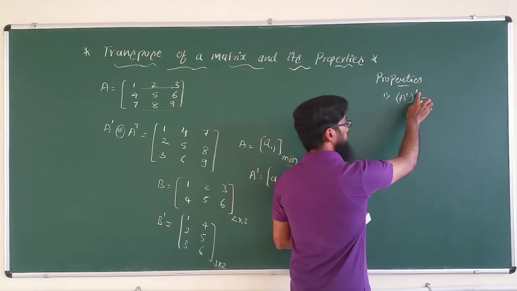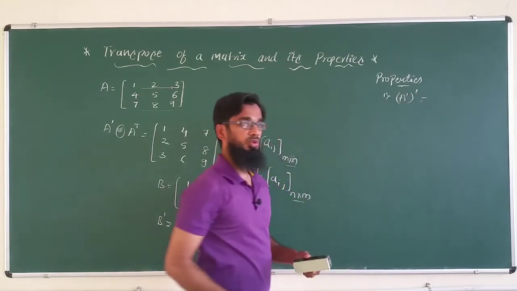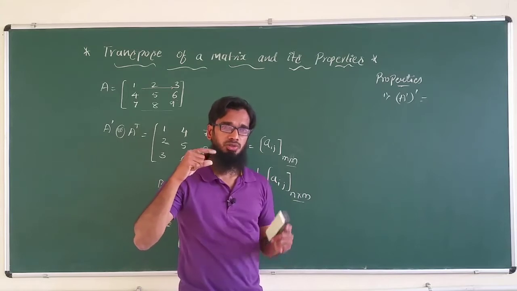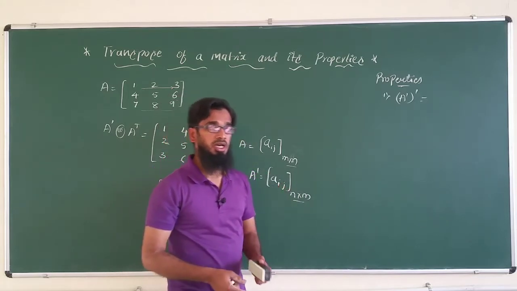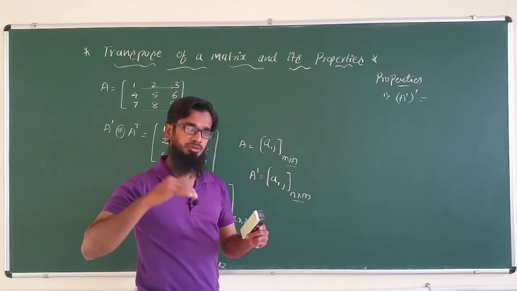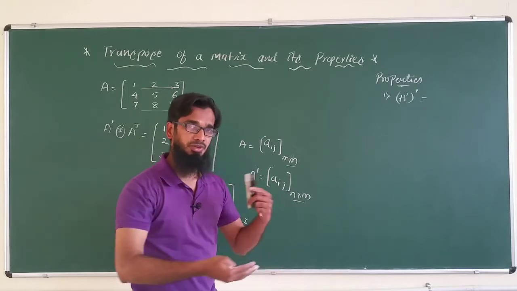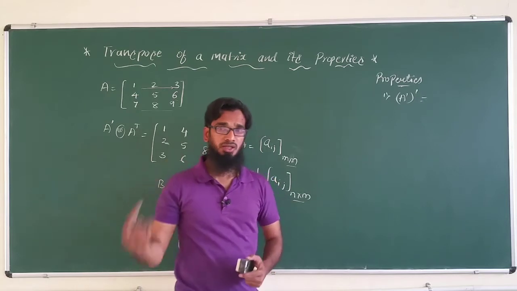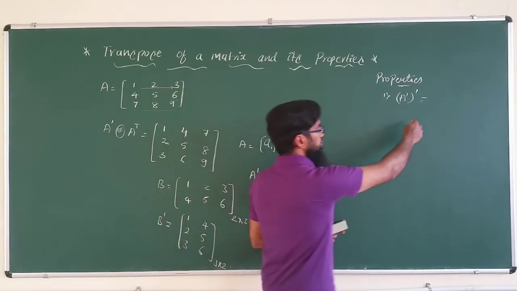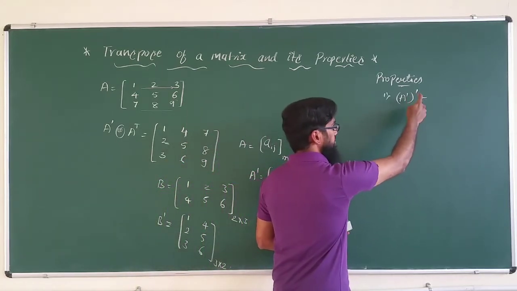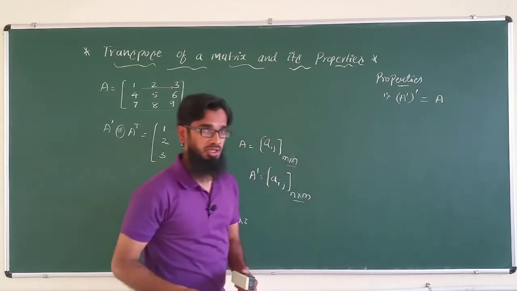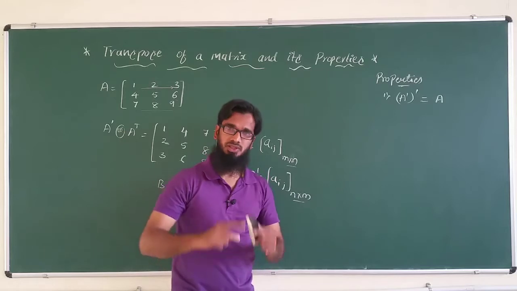The transpose of a transpose means what? If I have the matrix A, the first thing is I need to find the transpose of that given matrix A. Again, if I find the transpose of that transpose of A, what am I getting here? The original matrix A. So the transpose of A transpose is equal to the original matrix A. If this condition is satisfied, that is the first property.